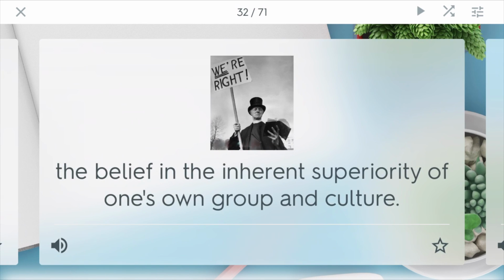Ethnocentricity is the belief in the inherent superiority of one's own group and culture. This happens all the time in cultural works where authors may try to promote their own race or nationality.